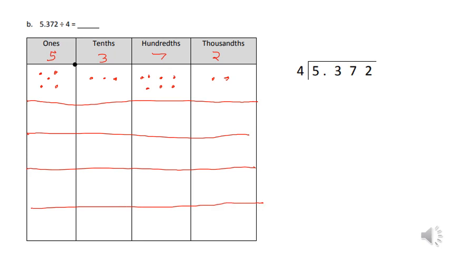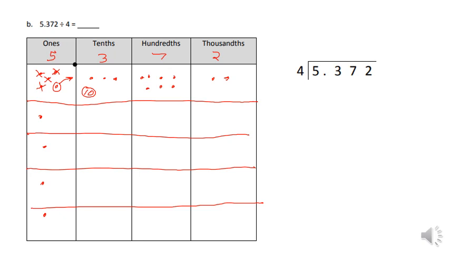Now, the first one says 5. We're splitting the 5 up into 4 equal groups. So we got 1, 2, 3, 4. Okay. So we take away the 4 we used, and we had 1 left over. We'll bring that over. This time, I'm going to put a 10 place value in here. So I know that I have 13 tenths. Let's see how that looks over here.